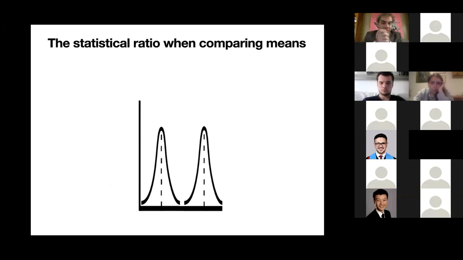So remember, it's very important that you understand and grasp this concept. The statistical ratio is very important, and if you have bigger effect size or bigger difference between means, it's easier for you to find statistically significant results. And if your variance is smaller, it also helps to find statistically significant results. Okay, let's go.